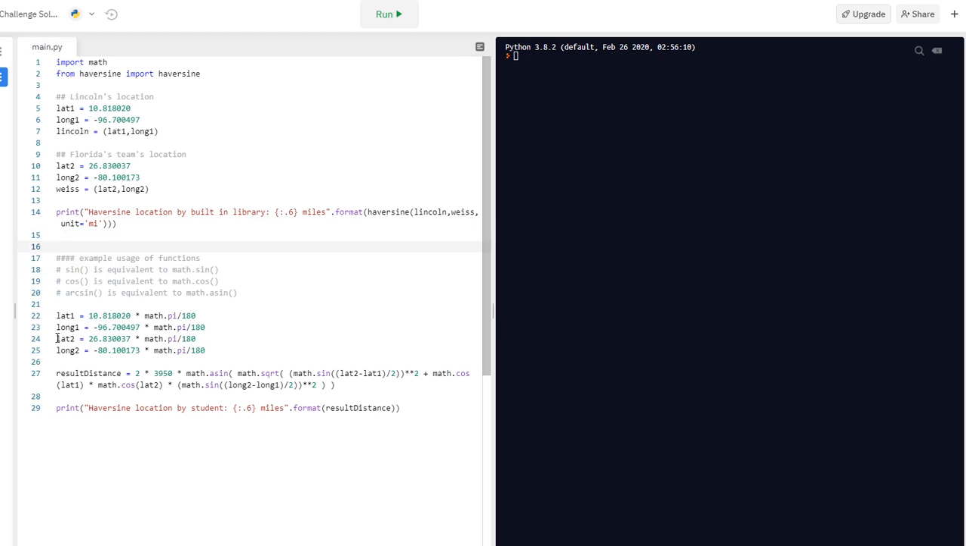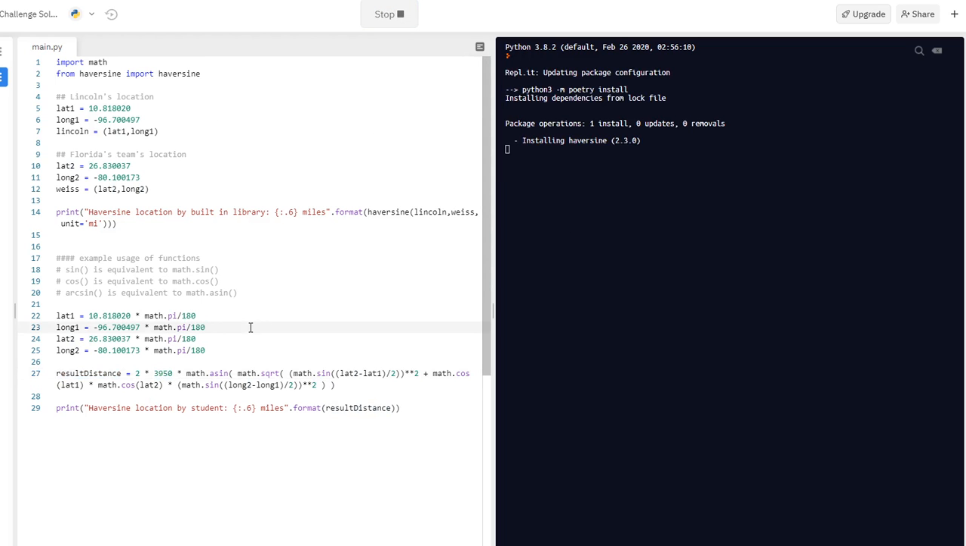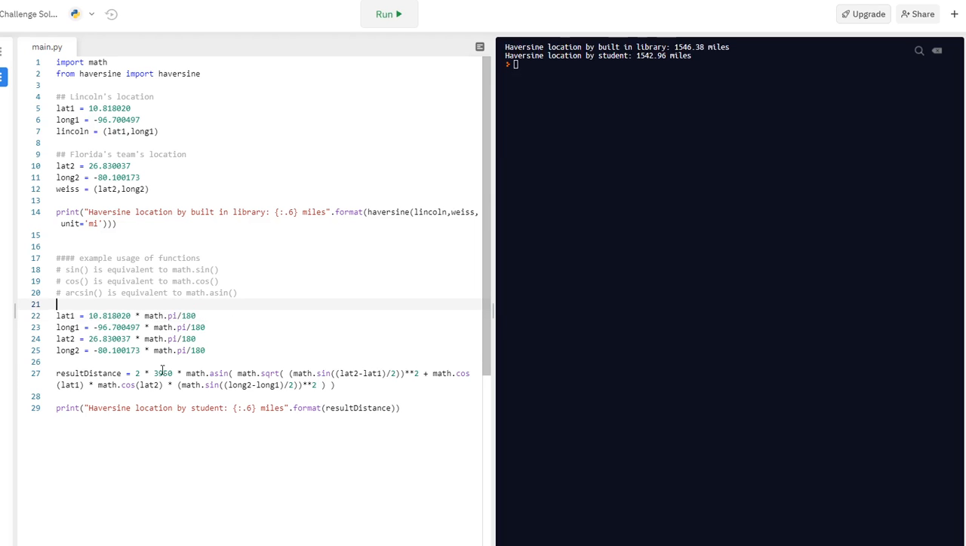But if we have the result distance here that we're going to print out, as you know, we have to multiply 2 by the radius of the Earth, and in this case I believe that's in miles. So the Earth's radius is approximately 3,950 miles, and then we can do the rest of the math.